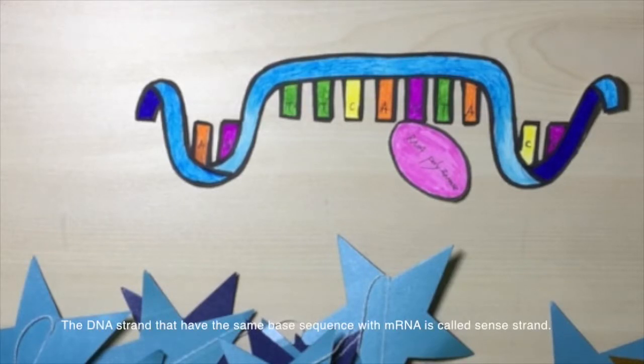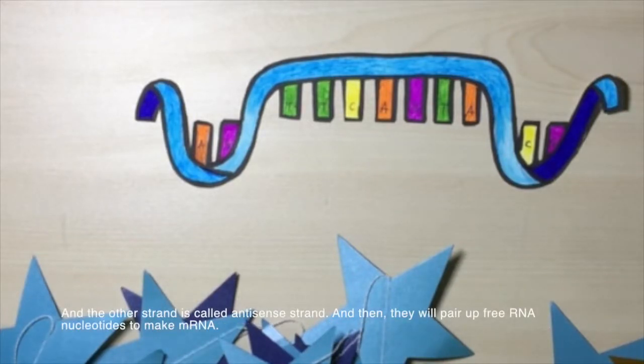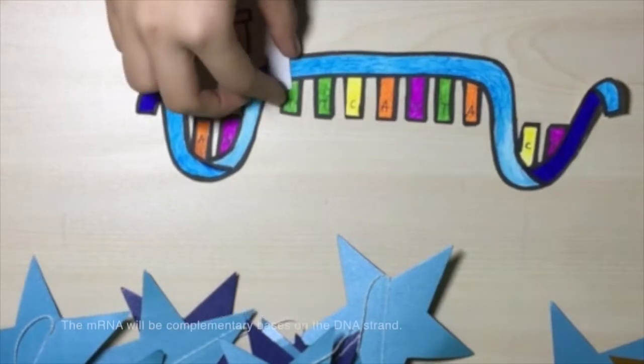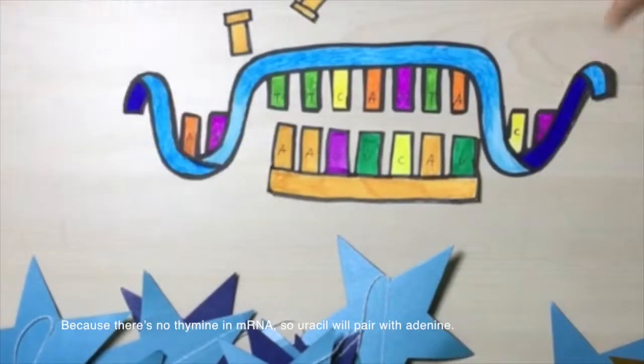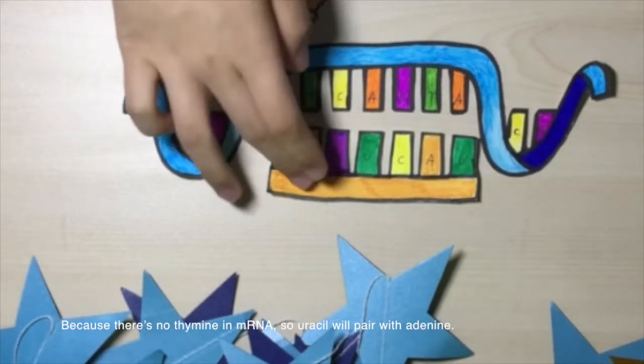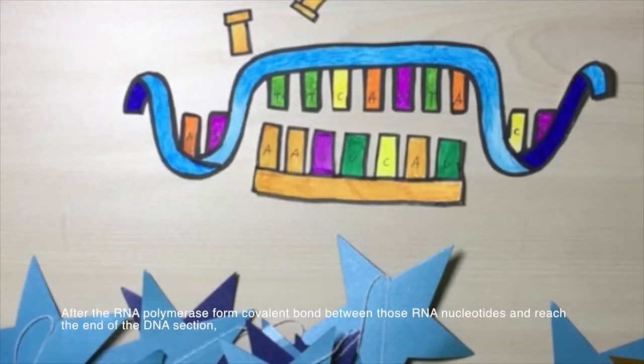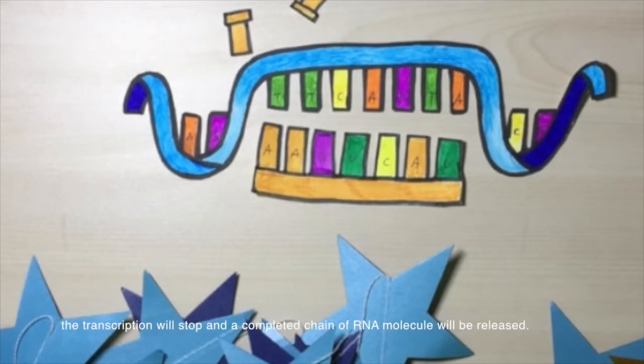The DNA strand that has the same base sequence as mRNA is called the sense strand, and the other strand is called the antisense strand. And then free RNA nucleotides pair up to make mRNA. The mRNA will have bases complementary to the DNA strand. Because there's no thymine in RNA, uracil will pair with adenine. After the RNA polymerase forms covalent bonds between those RNA nucleotides and reaches the end of the DNA section, the transcription will stop and a chain of RNA molecule will be released. RNA will separate from DNA and the double helix will reform.